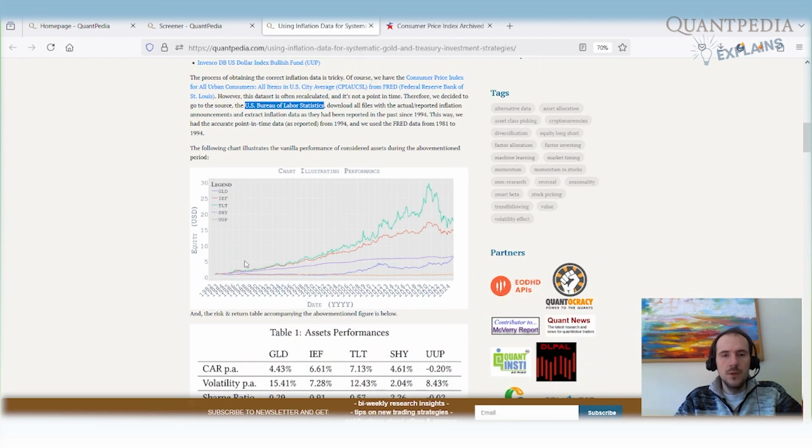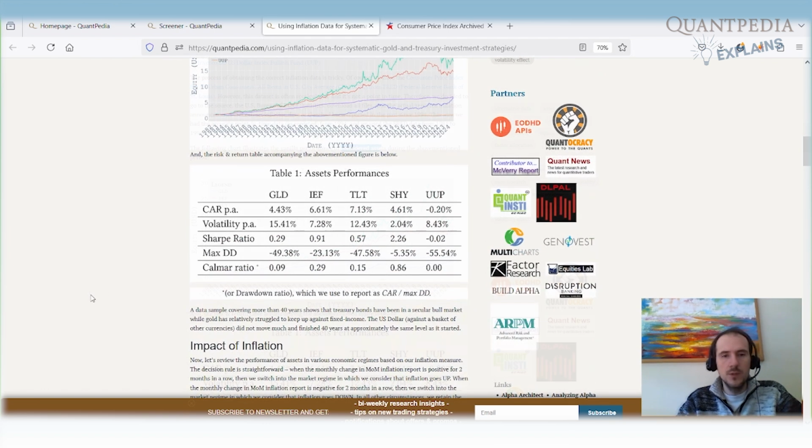The first thing we did is a simple analysis. We compared the performance of the underlying assets during the whole 40-year period. As we can see, I'm not talking about cash, because 2-year bonds are like cash, but among the risky assets, the best Sharpe ratio and Calmar ratio is realized with the 7 to 10 year treasuries. We have 6.6% performance, Sharpe ratio 0.9, Calmar ratio 0.29. It's very hard to beat this performance.